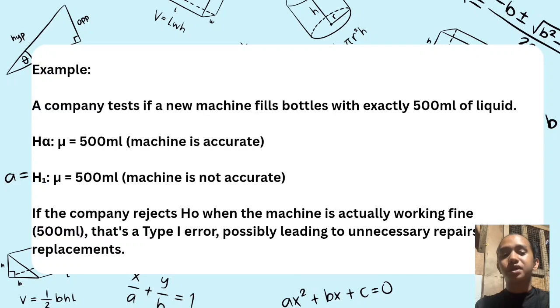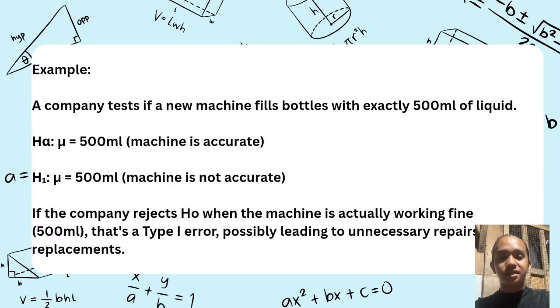So, example. Think back to our bottle filling machine. A type 1 error would be wrongly concluding the machine is off when it's actually accurate, leading to unnecessary fixes.